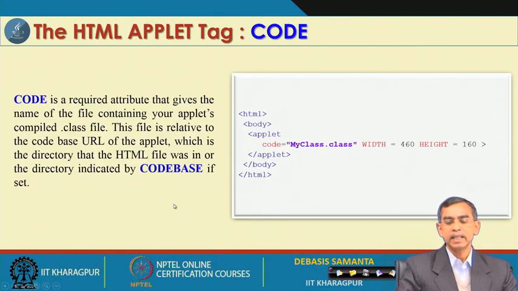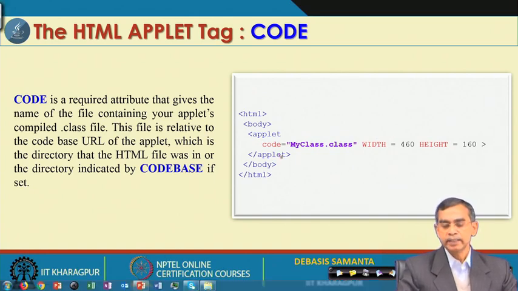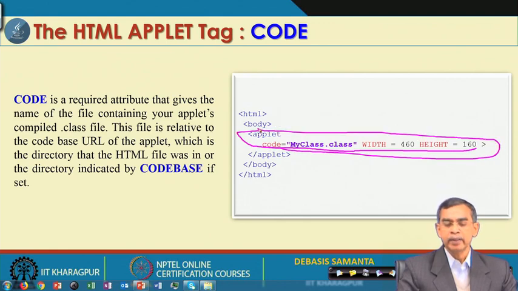Now, first is basically the code, as we have learned it. Within the applet, the code indicates what is the class file that you want to include, along with the width and height specification. So, this is the minimum portion that it should have in your applet tag to run an applet.